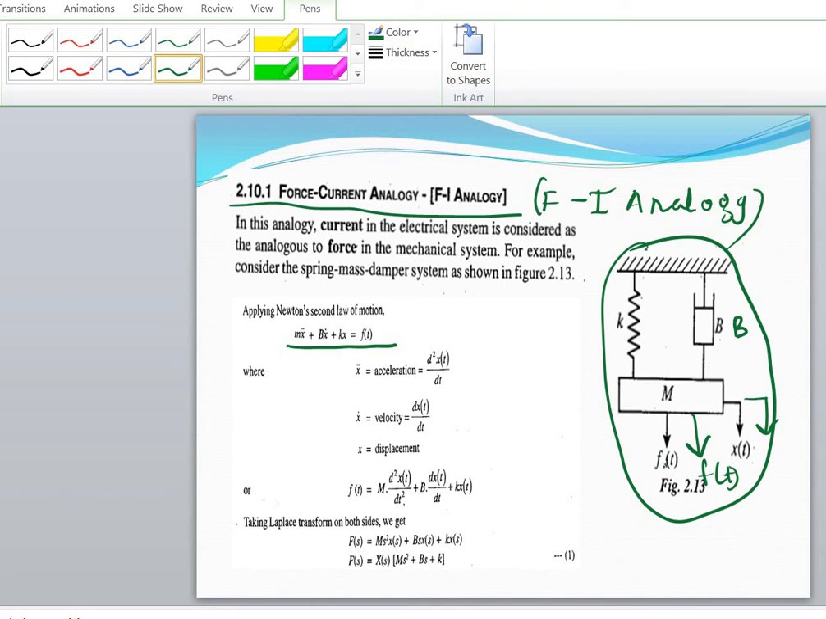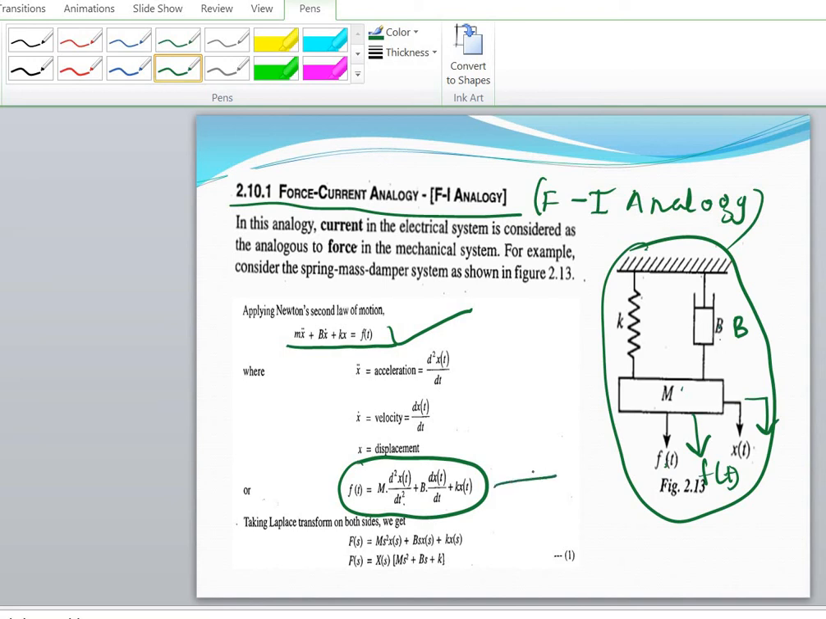F of t, the external force, is equal to m x double dot plus b x dot plus k x. This is the equation representing the mechanical system, where x double dot is d square x by dt square, x dot is velocity dx by dt, and x is the displacement. You can also write it as F of t equals m d square x by dt square plus b dx by dt plus k x of t.